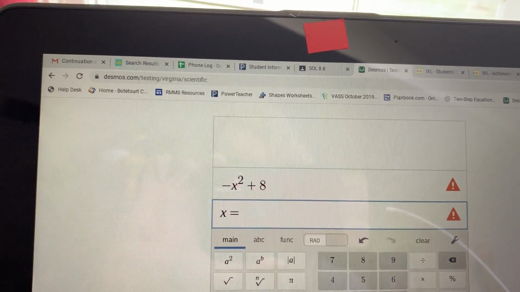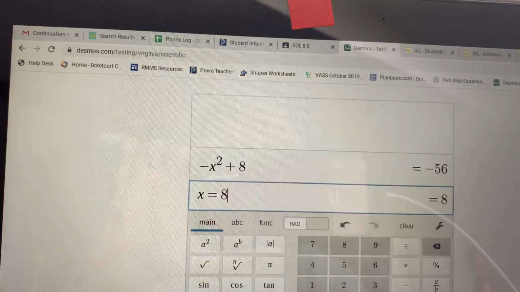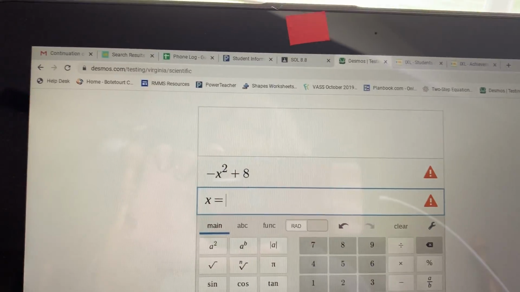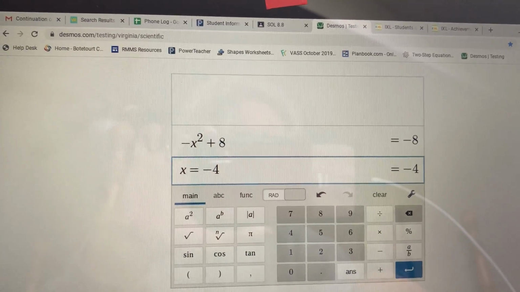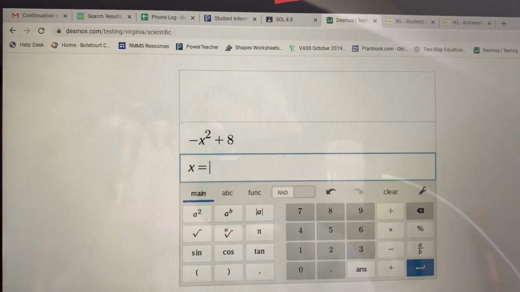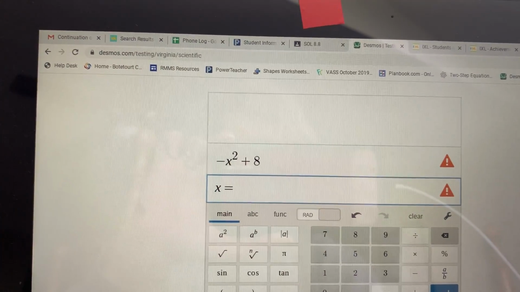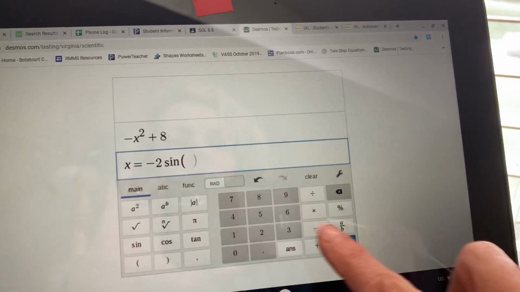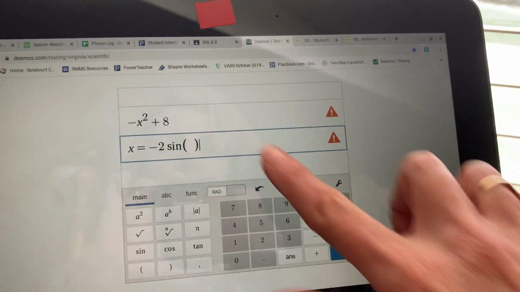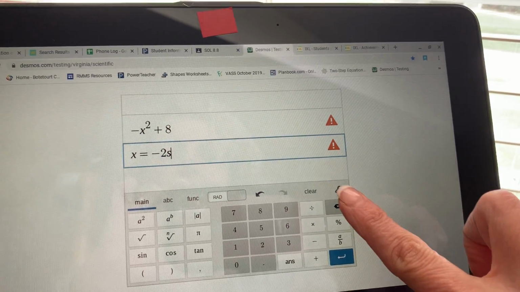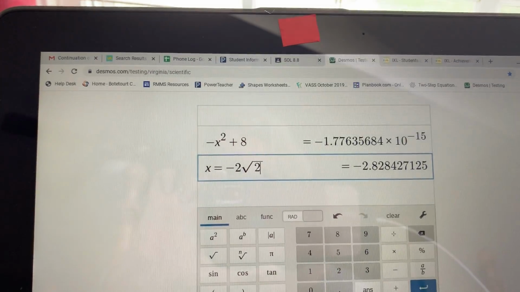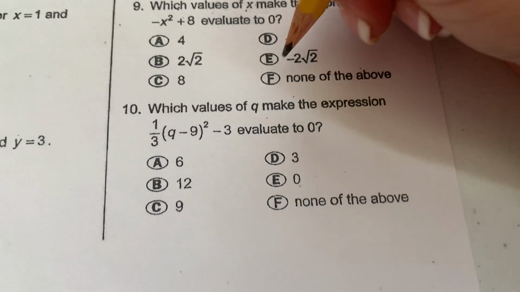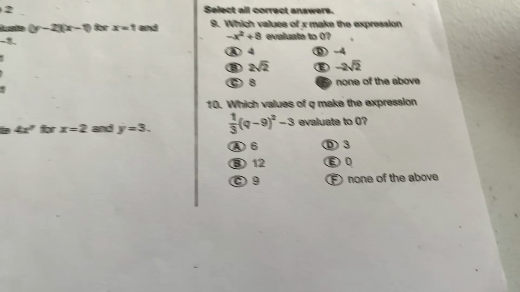C, x is equal to 8. That doesn't work. D is negative 4. That didn't work. E is negative 2 times the square root of 2. That didn't work. So none of those worked, but luckily we have a none of the above choice, so we're going to have to circle that one.